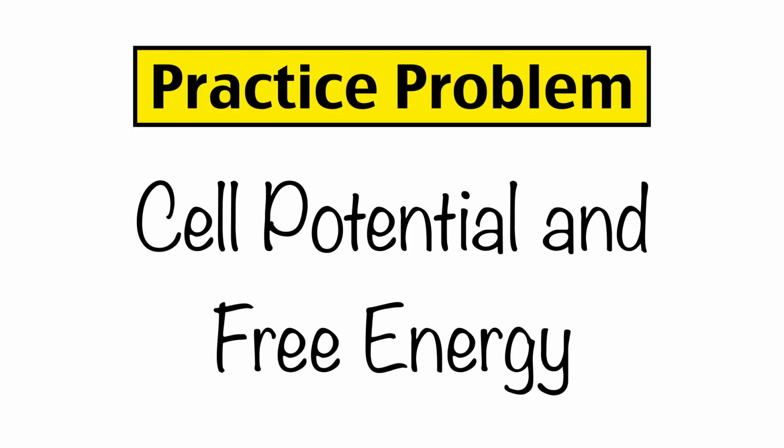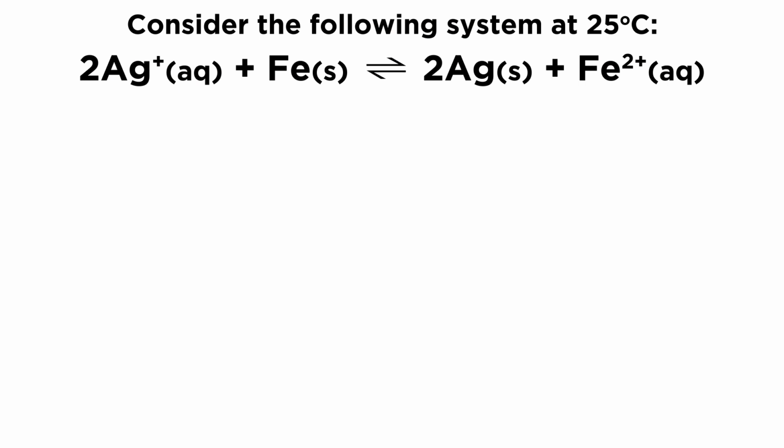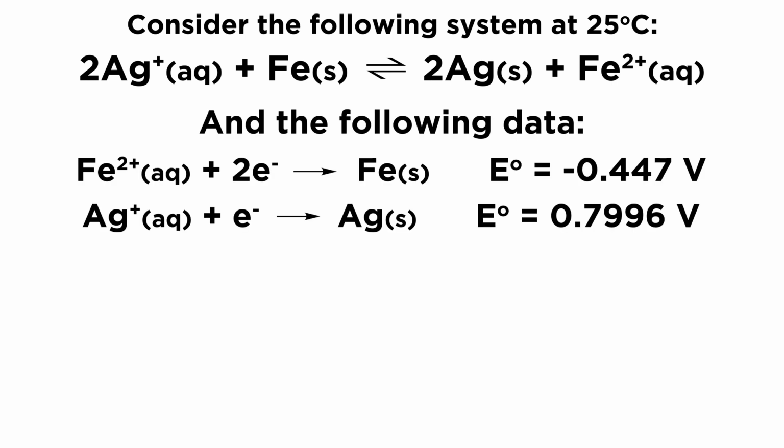Let's look at a question regarding cell potential and free energy. Consider the following system at 25 degrees Celsius. We have 2 Ag+ ions plus solid Fe, yielding 2 Ag solid plus Fe2+. And we also need the following data. We have the reduction potential for Fe2+ as being equal to negative 0.447 volts, and we have the reduction potential for Ag+ as being equal to 0.7996 volts.